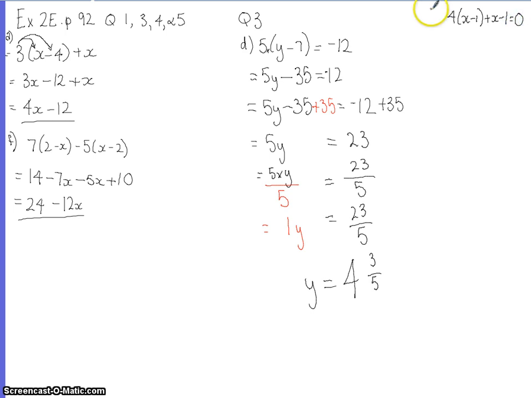So this is question 4C. We're going to expand the brackets first. So this will be 4x. 4 times negative 1 is negative 4, plus x take 1 equals 0. The like terms are 4x and plus x, which gives us what, Jess?